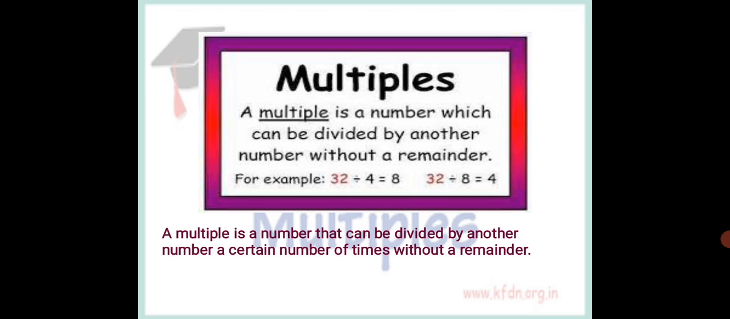Another way we can explain the same thing. A multiple is a number that can be divided by another number a certain number of times without a remainder. So what is a multiple? A multiple is a number that can be divided by another number without any remainder.